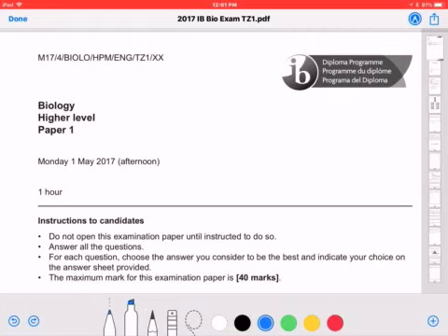So this is paper 1. Paper 1 is multiple choice, and it's 40 marks. Instead of being May 1st, yours is Monday, May 14th. And of course, it's 2018. And this is the first exam that you'll take at the beginning of the afternoon session. You have an hour for paper 1. And it's multiple choice questions.